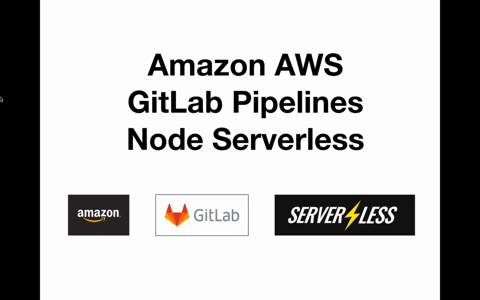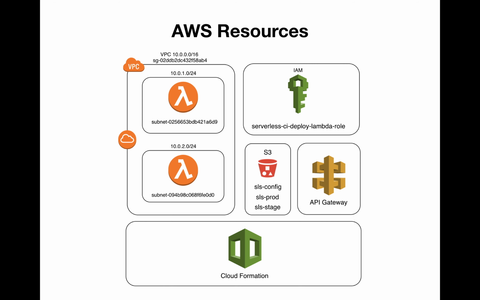This video will show my three favorite technologies: Amazon AWS, GitLab pipelines, and the Node serverless library. So this video will show how you can deploy a serverless web API using the GitLab CI/CD workflow on top of Amazon AWS. In this example, I'm keeping things really simple.